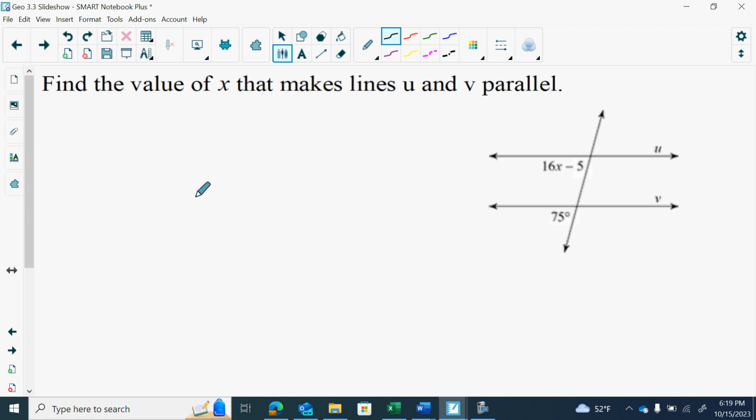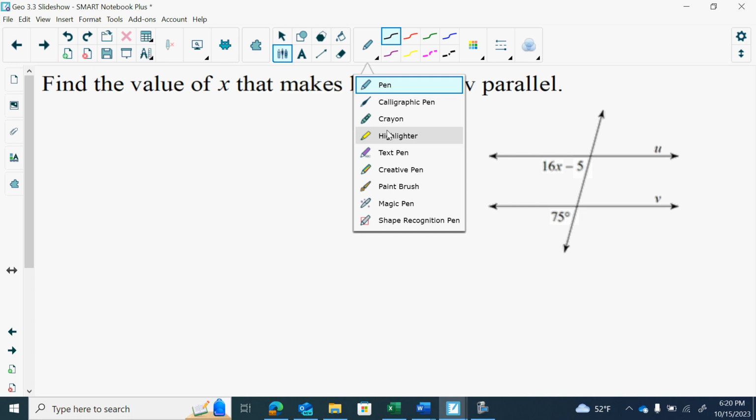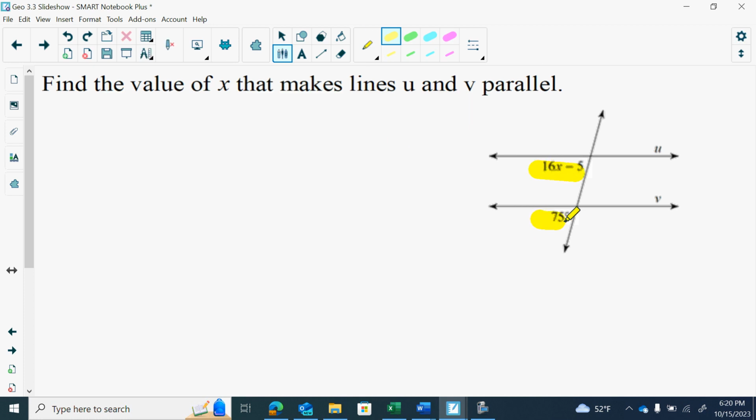So in this problem, I give you two lines that look like they're cut by a transversal. I'm not told that these two lines are parallel. My job is to find the value of x that makes lines u and v parallel. So this isn't a proof, but this is the type of problem you might see on your homework. So we're looking at these two angles here. I'll get my highlighter back out. If I'm looking at this angle here and this angle here, I know that those two angles right there are corresponding angles.